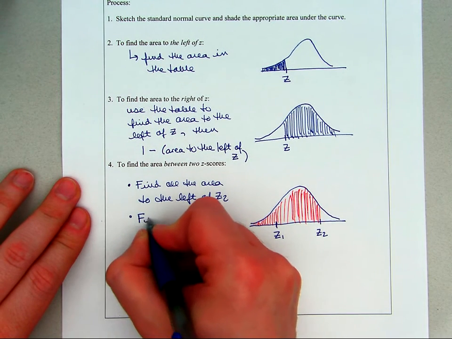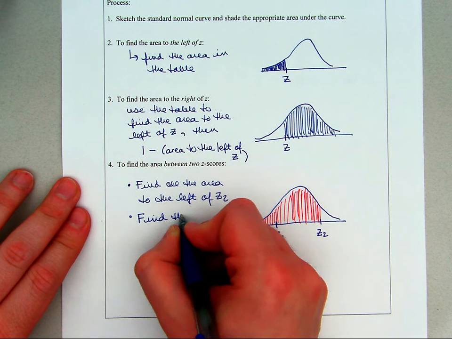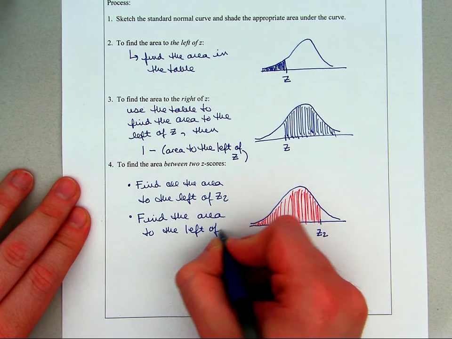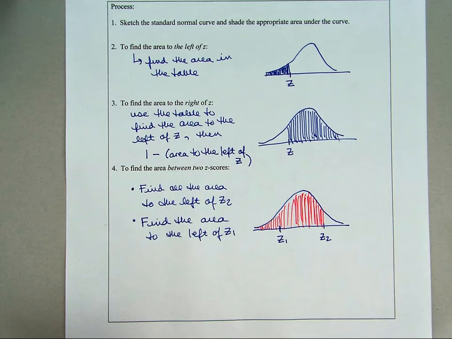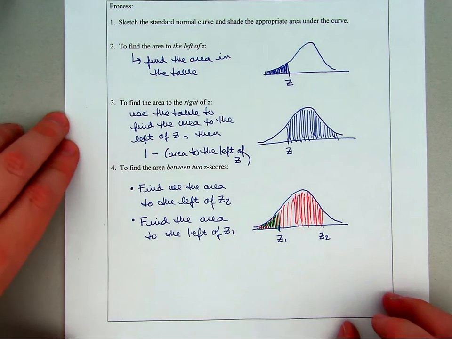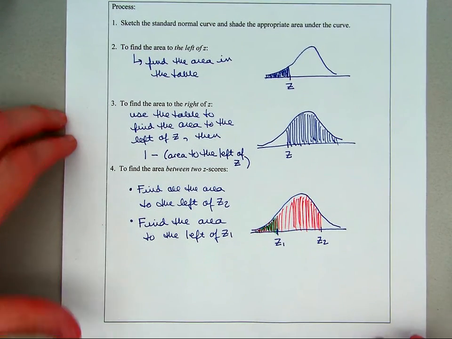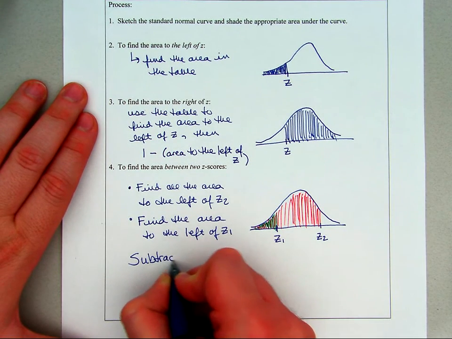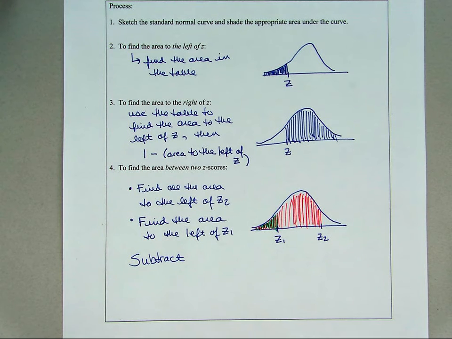The next thing I'm going to do is find the area to the left of z1. Let me find a color for this one. Let me shade this in over here. And I want to take that green area away from the red area, and I'll be left with the piece that I want in the middle. And we're just going to subtract those answers. So this is the basic idea. Let me show you some examples and see what happens with this. Let's go on to page 31, and I would keep page 30 handy as a reference as we go to do this.